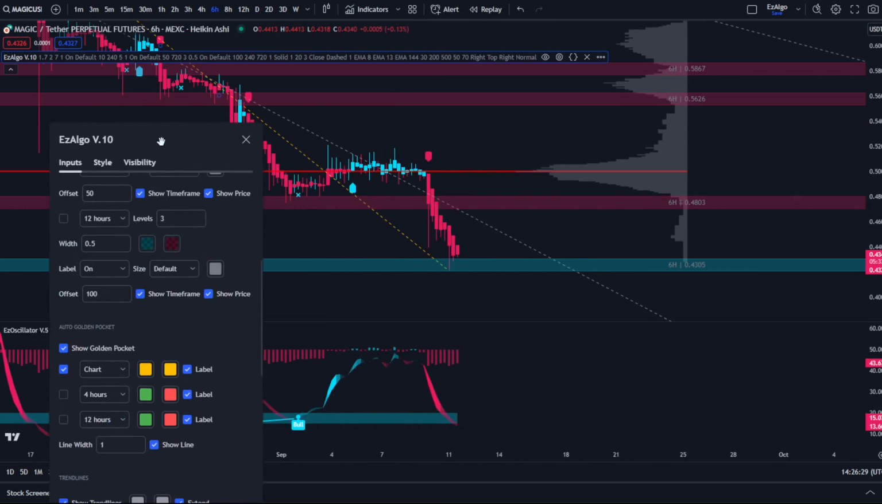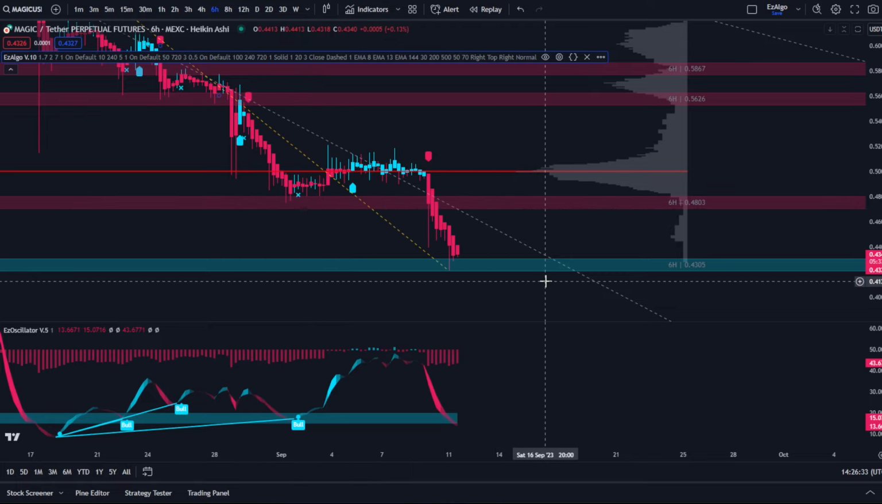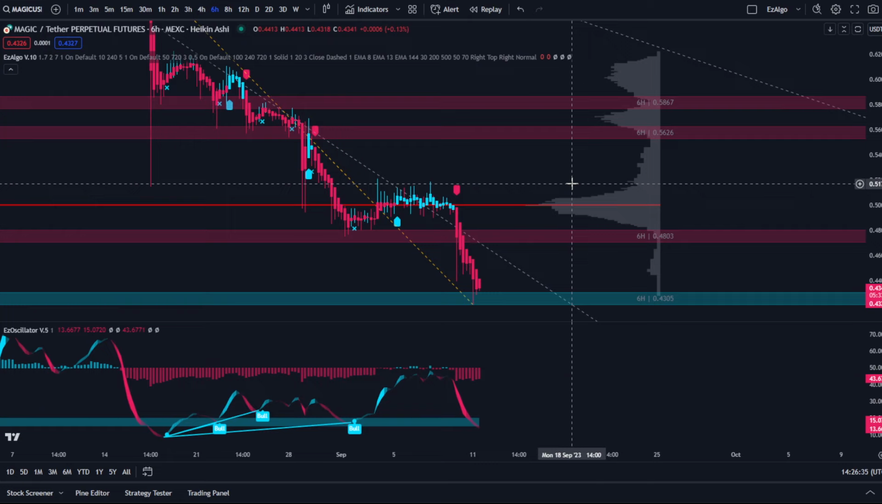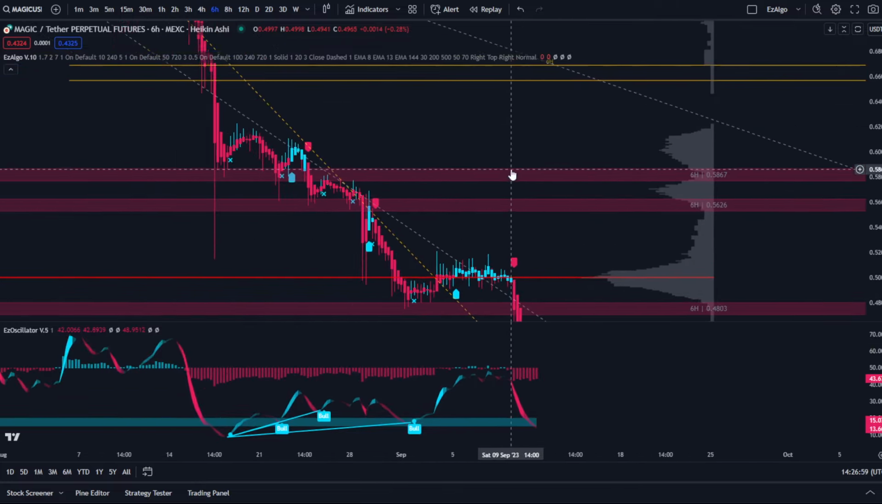All right, next we have the auto golden pocket. So the auto golden pocket adds another great confluence to your trading. If you don't know what the golden pocket is, I've made numerous videos in the past on these levels. The golden pocket consists of the 0.618 and the 0.65 fib retracement levels. Now, these levels are respected the most out of any fib level in my opinion. These work best in trending markets.